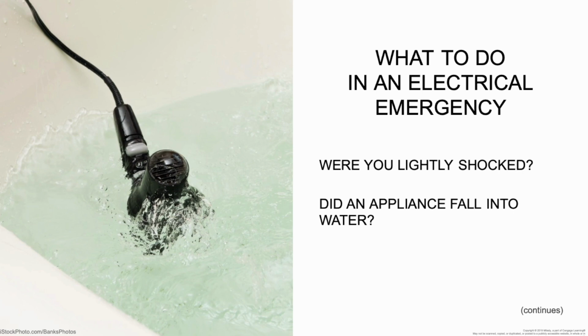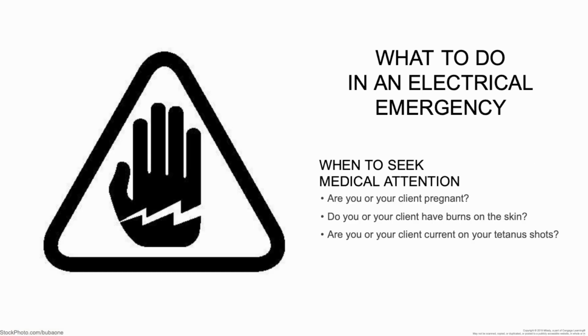If the outlet is not GFI protected, go to the breaker box and flip the circuit off. If you're unsure or unaware of what circuit you have, then turn off all circuits. Never use an appliance that has been dropped in water again. So once the appliance has been dropped in water, dispose of it properly and make sure that no one else has an opportunity to use it either.